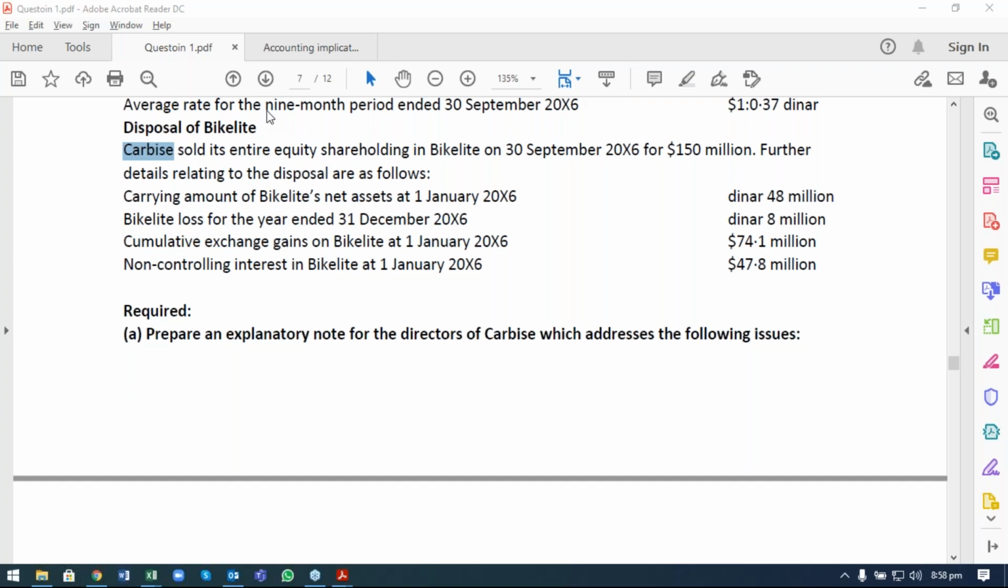Next question was, additional depreciation for 9 months should be considered, because for the next 9 months Carbise, the parent company, has within its group accounts the subsidiary, and the fair value adjustment related to the subsidiary must have an additional depreciation impact. So that's why it should be included.